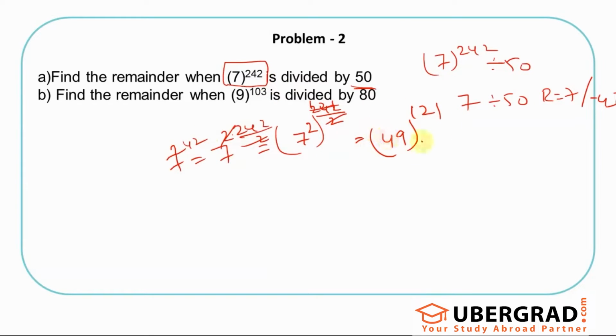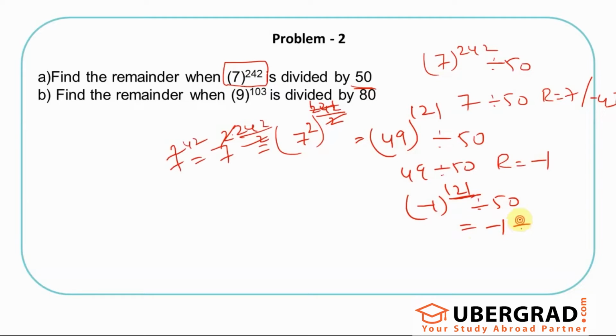So 49 power 121 divided by 50. I know 49 divided by 50, the remainder is minus 1. Now this is fundamentally the same as minus 1 power 121 divided by 50. It's an odd power, so it will end up with minus 1 again. The remainder can't be minus 1, so I just add 50 minus 1, so 49 is the remainder.